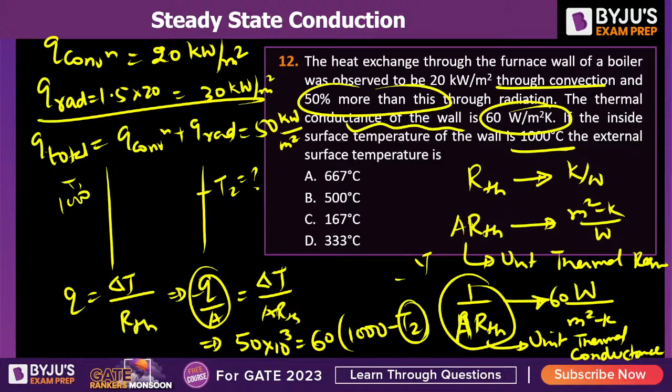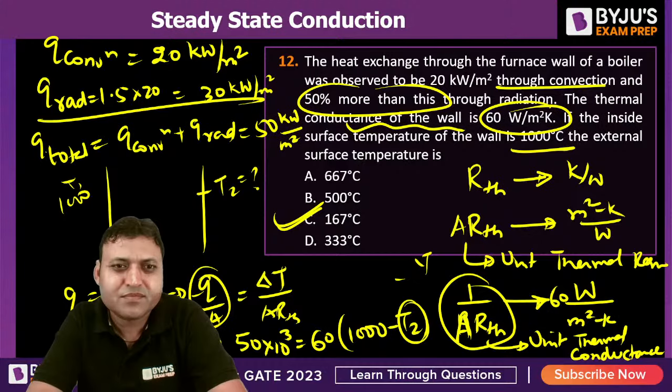What is the answer for T2? The value of T2 will come out to be 167 degrees Celsius. Isn't it? It is 167 degrees Celsius.